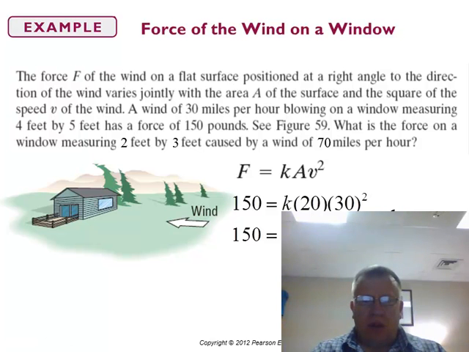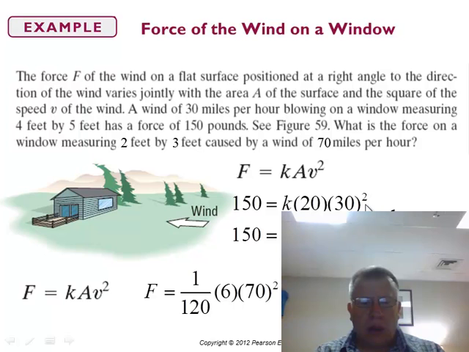Okay. So now you plug in 1 over 120 for K into the original equation. So there it is. And then to answer this follow-up question, what is the force on a window measuring 2 by 3 feet caused by a wind of 70 miles per hour? Well, you plug in the area, which is 2 times 3 is 6, for A. And the speed is 70, so you plug that in there. And, of course, K is 1 over 120. So you got 70 squared times 6 times 1 over 120. And that works out to be 245.